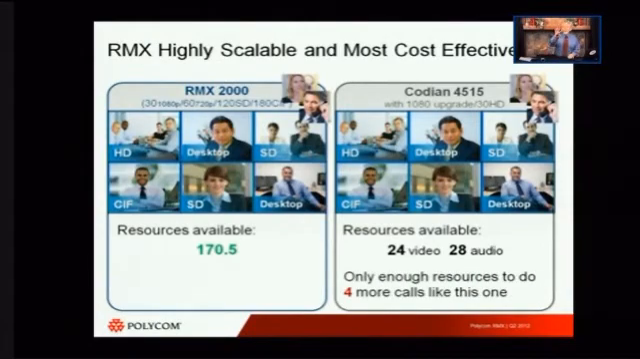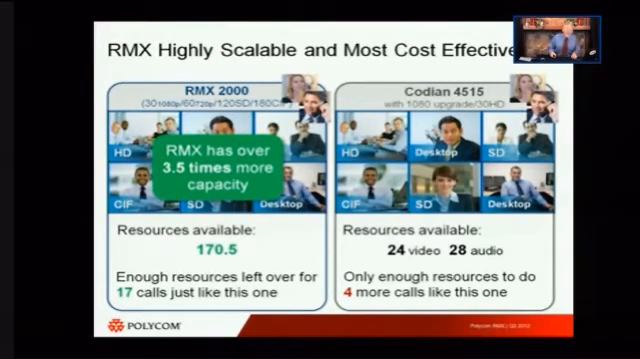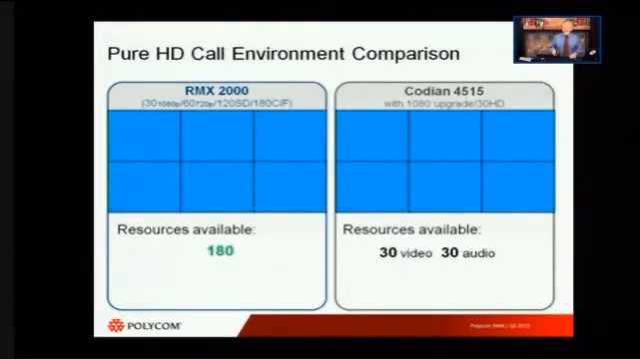That's pretty good. Now, on Kodian, I could have 4 more calls, just like this one call that we've set up. So I have a total of 5 calls going on. On the Polycom side, because we're more frugal with our resources, I have the ability to have a total of 18 calls, just like this, on that bridge at the same time. So I actually have 3.5 times the capacity of the Kodian bridge in this mixed resolution environment. That's pretty good. We think it's a very strong case for Polycom.